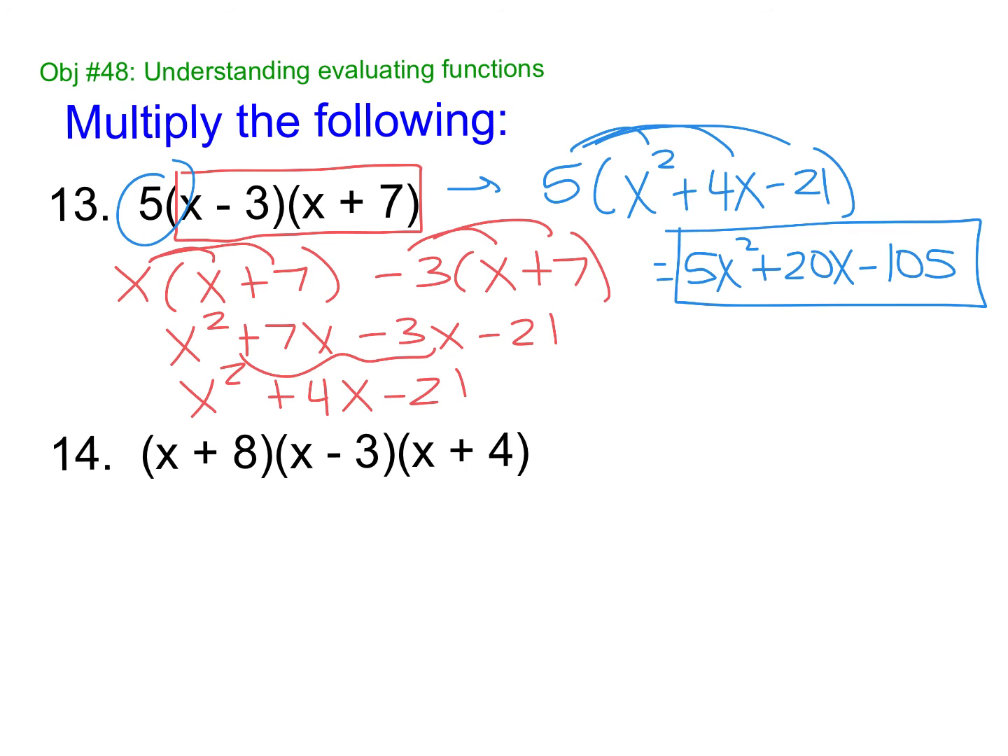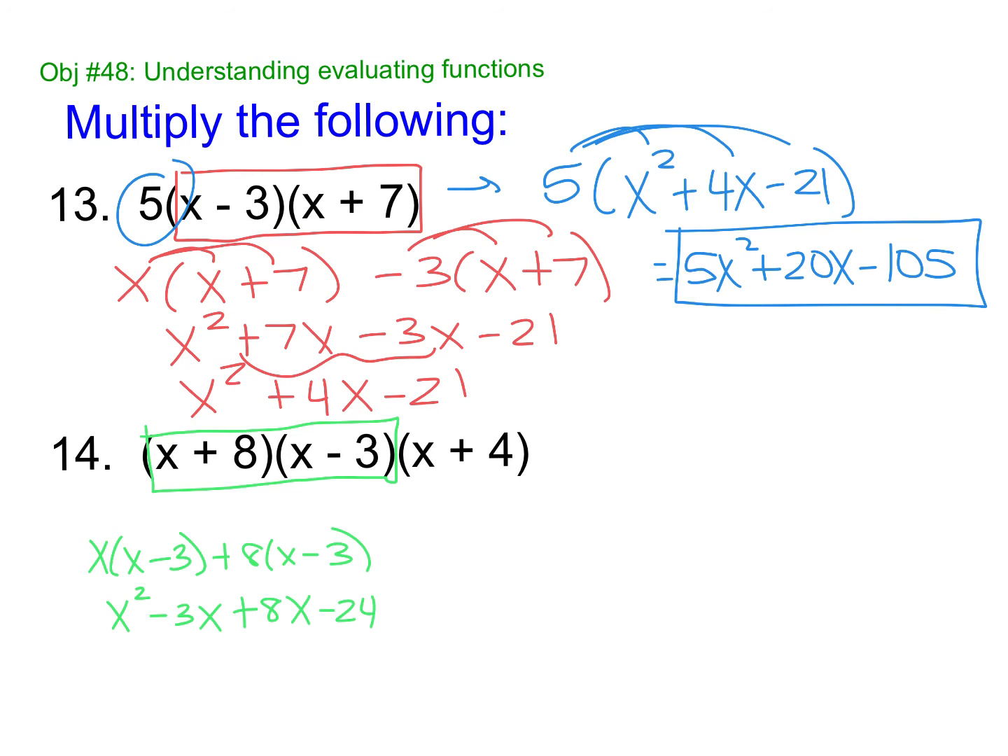Number 4, same idea. You're going to pick 2 to start with. I always just do the first 2. It doesn't actually matter, though. So I want you to distribute out those 2, and then we're going to work x plus 4 back into the problem. So I have x times x minus 3 plus 8 times x minus 3. We're going to distribute that out and simplify. X squared minus 3x plus 8x minus 24. Right, so I was just distributing through. Combine the middle 2. So we get x squared plus 5x minus 24.